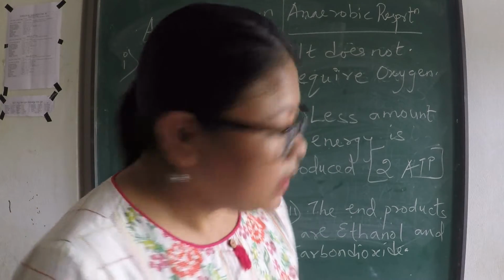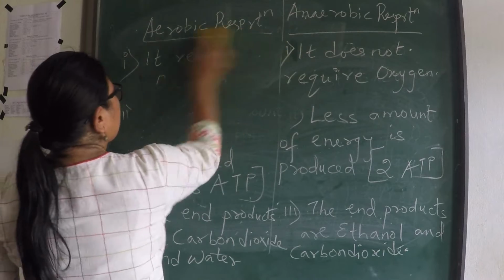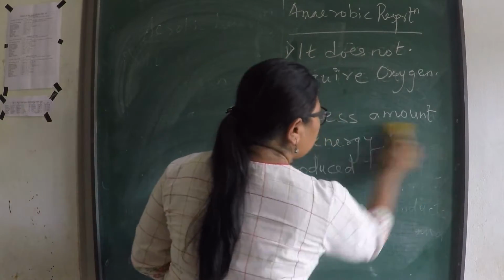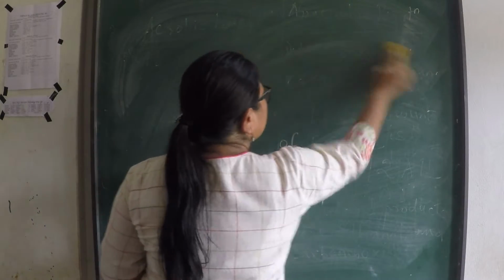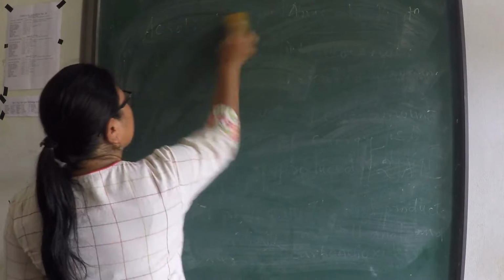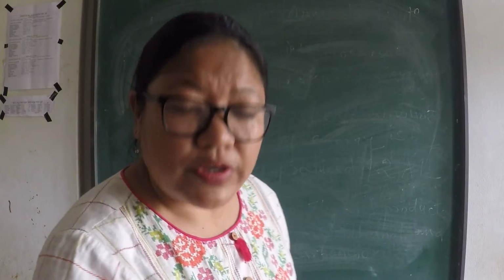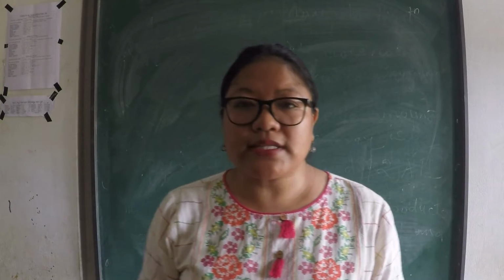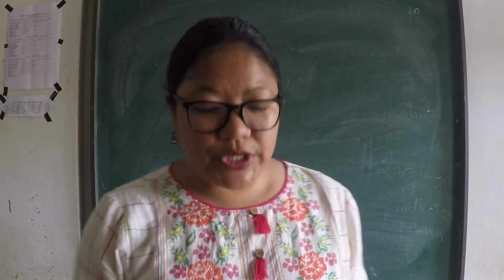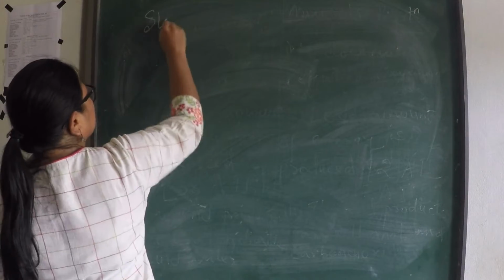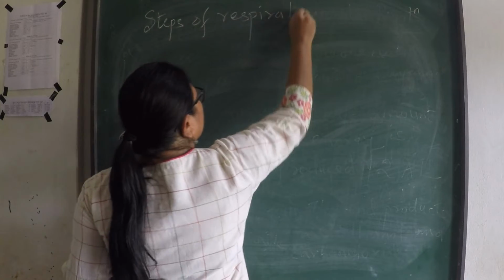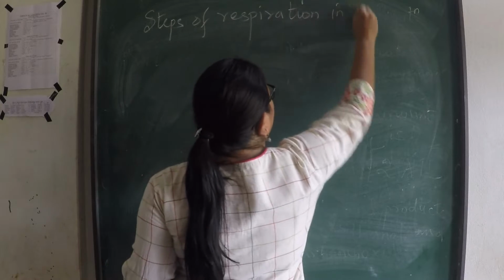Okay. So now, we will see what are the steps involved. Steps involved in respiration in plants. That means we have to see how respiration actually takes place in plants. It does not randomly occur, but it has a step-by-step process. So let's see the step-by-step process of respiration in plants.